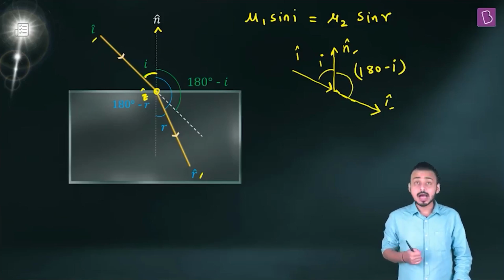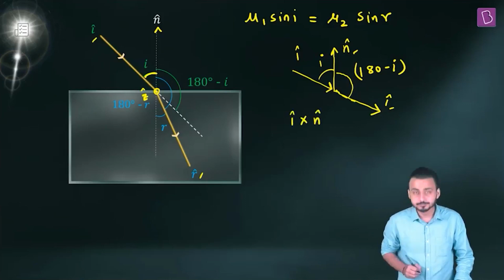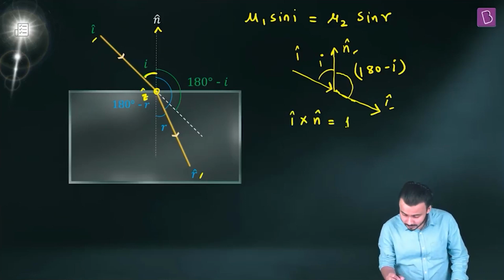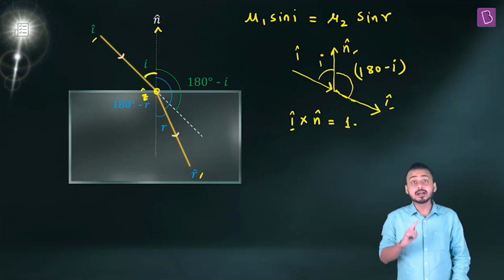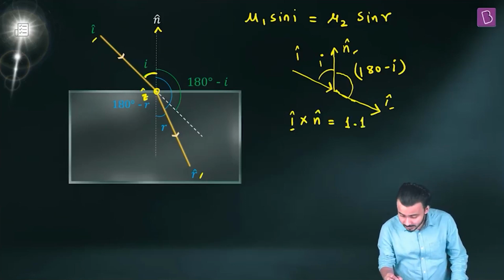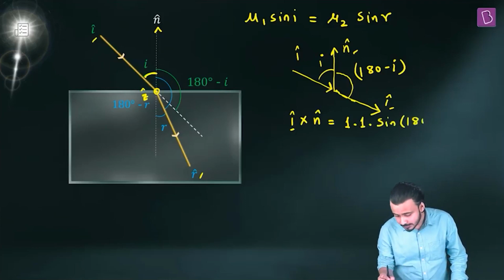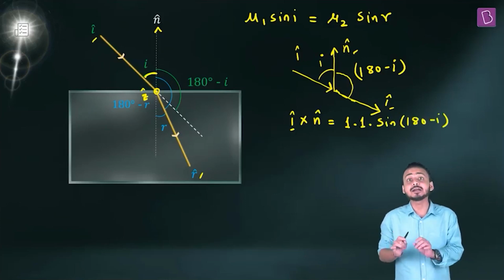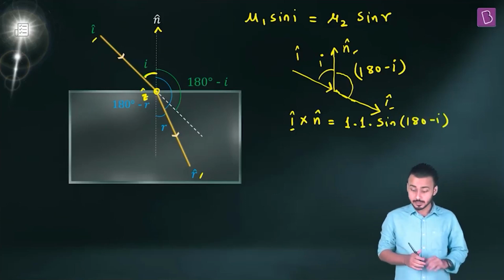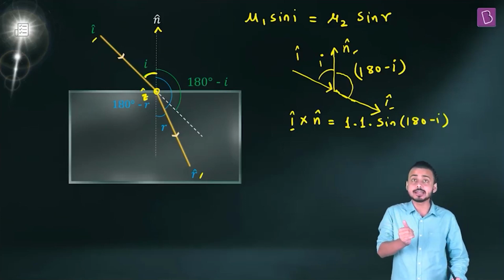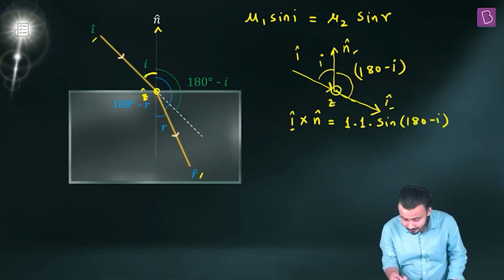Correct? Now, I ask you to calculate the value of I cap cross N cap. The cross product of two unit vectors. That's the magnitude of I cap, that's 1, multiplied by the magnitude of N cap, that's again 1, into the sine of the angle between them, sine of 180 minus I, multiplied by the unit vector perpendicular to both of them in the cross manner. So if you extend your fingers towards I cap and curl them towards N cap, then you get the direction of Z cap.